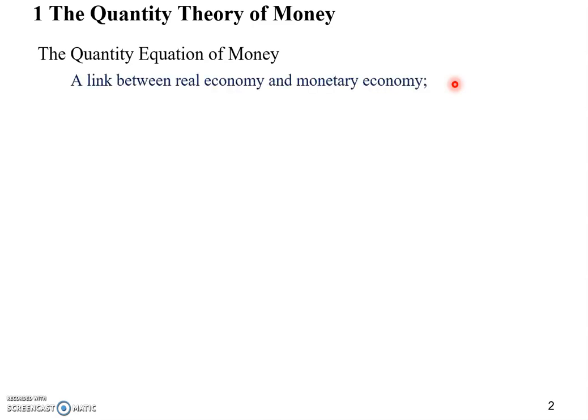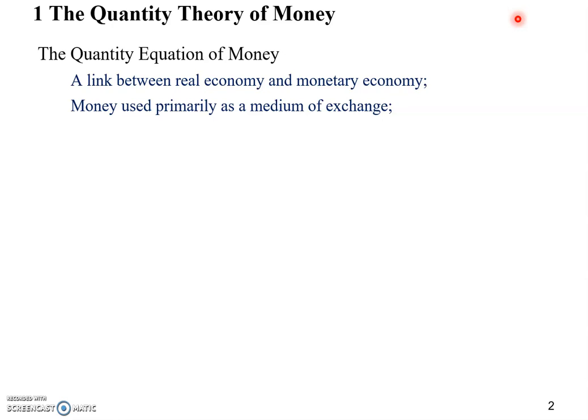Okay, this theory, as I said, is very straightforward, and there's only one single equation we need to understand. It's called the quantity equation of money. Okay, and this equation builds a connection between the real economy and the monetary economy. All right. And we're going to assume in this theory that money is used primarily as a medium of exchange.